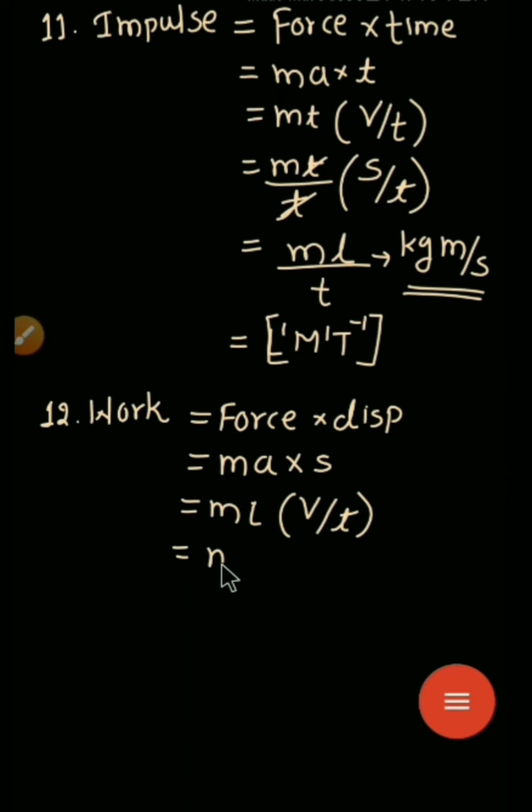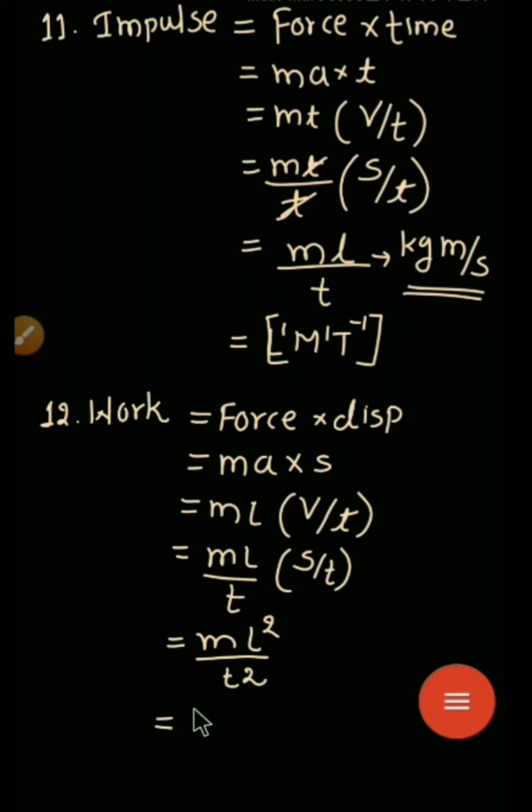Then mass, length and time are fundamental. Velocity we again write as displacement upon time. So this becomes mass, and displacement we write in length, so L square upon T square. So its dimensional formula will be M1 L2 T minus 2. Okay, so this is the dimensional formula for work.